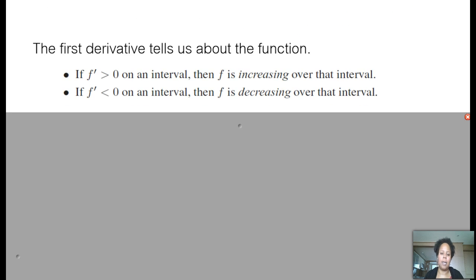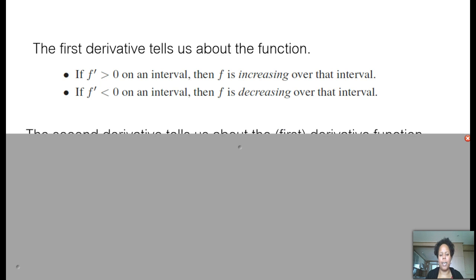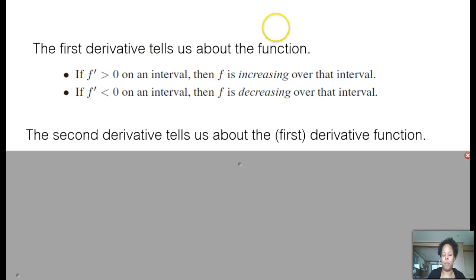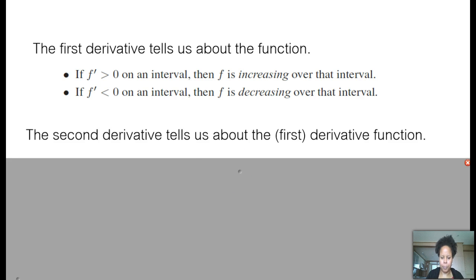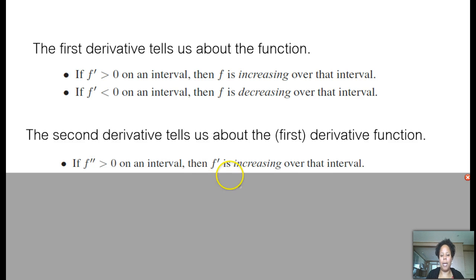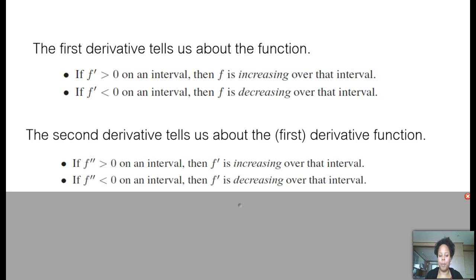Well, using that same reasoning, we can apply this to the second derivative, because just like the first derivative tells us about the function, the second derivative tells us about the first derivative function. So if f prime is increasing over an interval, i.e. the first derivative is increasing over the interval, that means the second derivative must be positive on that interval. And if the second derivative is negative on an interval, then that means that the first derivative must be decreasing over that interval.